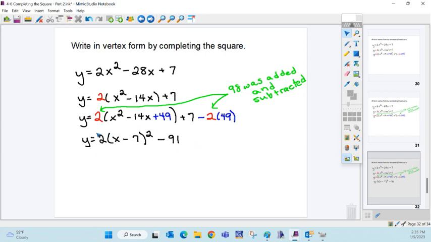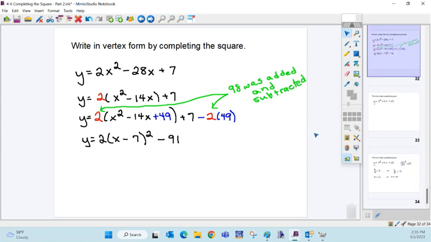This is now in vertex form. Remember from the other section, we had vertex form where you had x minus h squared plus k. So we would be able to go through and find the vertex. You'd be able to find the axis of symmetry, all that other stuff. Graphing it would be a little bit annoying because we've got this negative 91 to deal with, but you could at least identify those things. Okay? And there's just one more thing to look at. Everybody have that down? Okay, one more thing to look at.